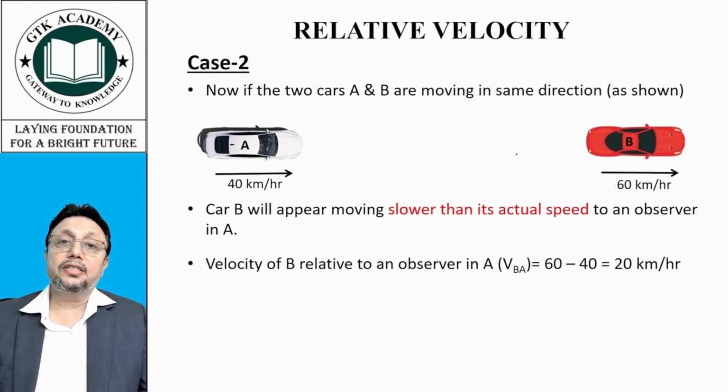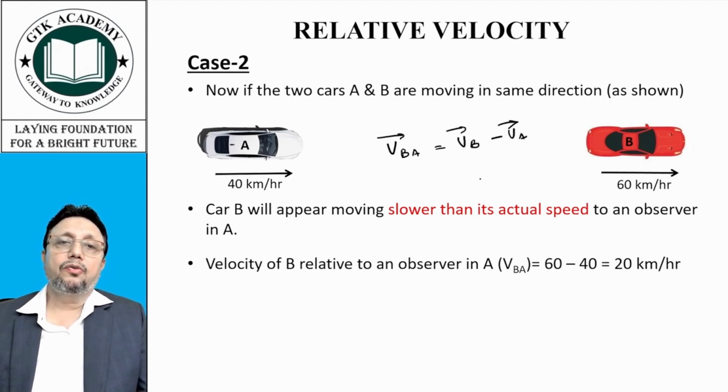Now what did we do? We did the same thing. VBA, velocity of B relative to A, is equal to VB minus VA. So what we did, we reverse the velocity of A and add it to B. Now B is 60, and A direction is this, but when you reverse the direction it will be 40 in this direction. So the resultant will be 20 in this direction, 20 km per hour.